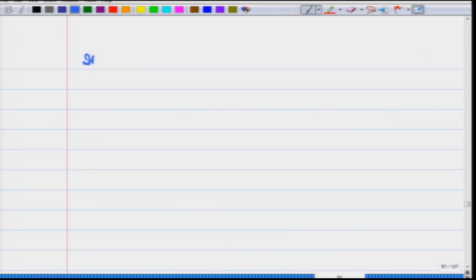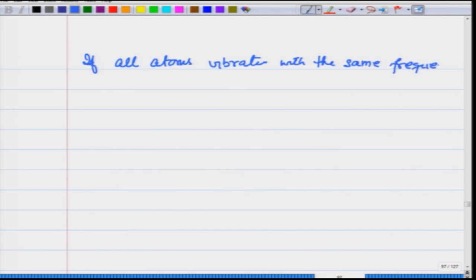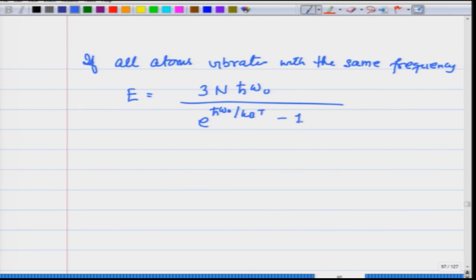So, if all atoms vibrate with the same frequency, the total energy E comes out to be N times 3 h cross omega 0, where omega 0 is the frequency of vibration, over e raised to h cross omega 0 over k b T minus 1. Now, this is a little complicated expression. Let us learn about it more by taking different limits.